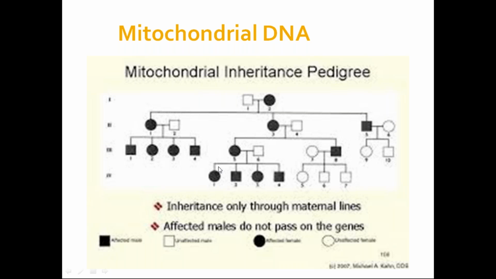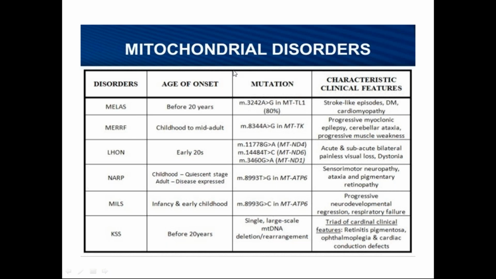If an affected female, they affect all the next generations. If an affected male, the disease is not passed to the next generations. This is the main difference in mitochondrial DNA inheritance. These are examples: the age of onset and mutation occur in the mitochondrial DNA. These are the characteristic features of mitochondrial DNA disorders.